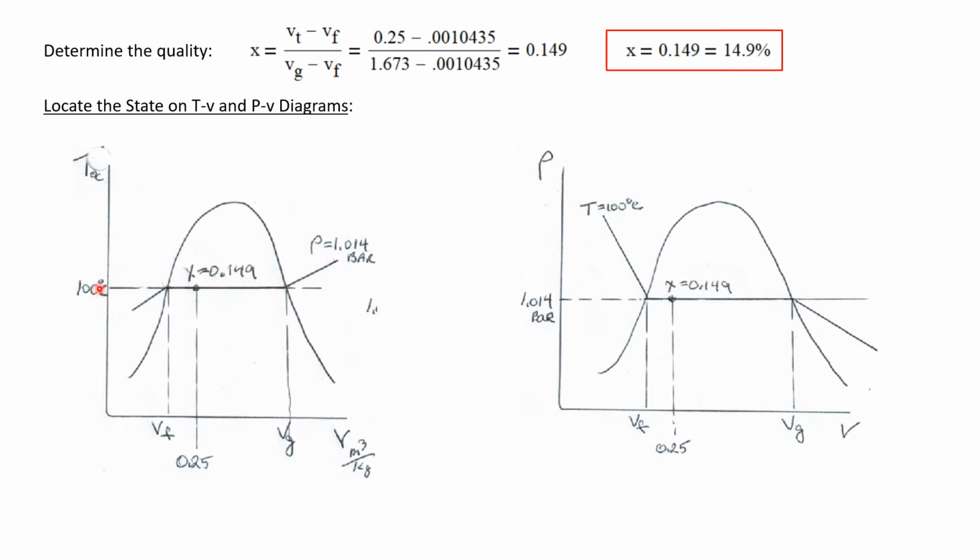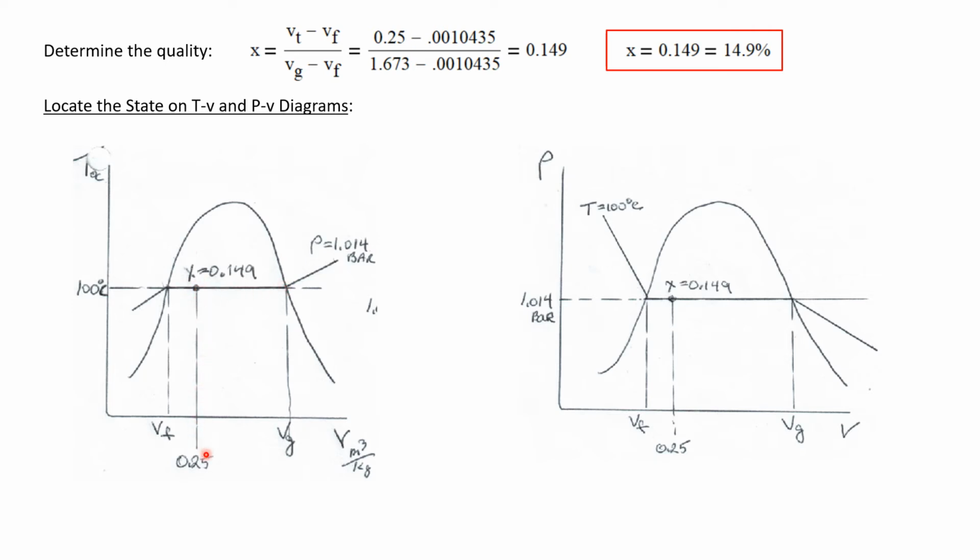And we know at 100 degrees C that the saturation pressure is 1.014 bar. And so those are going to overlap under the vapor dome. And since X, or the quality, is 0 at the saturated liquid line and it's 1 at the saturated vapor line, 15% is going to be down here somewhere.